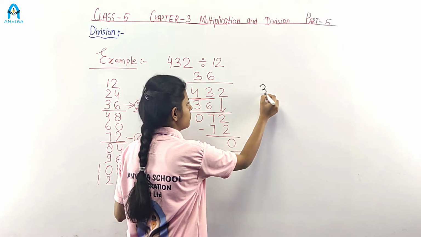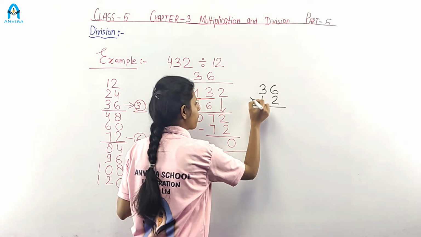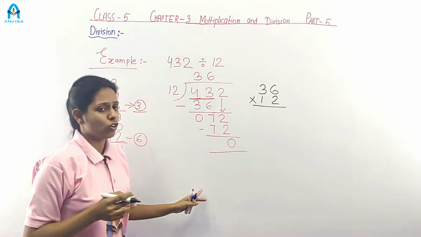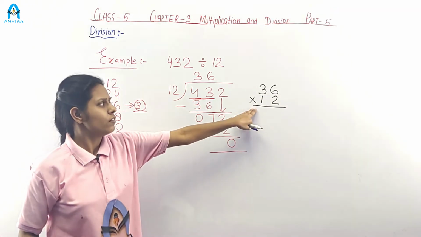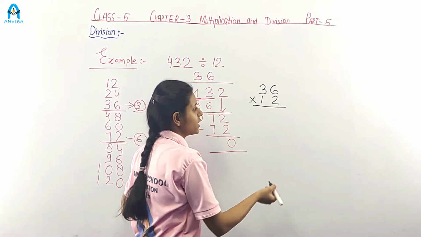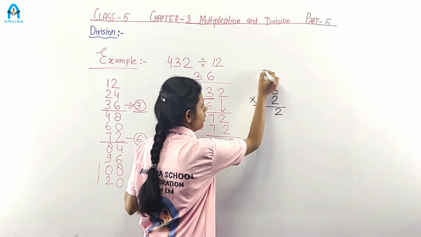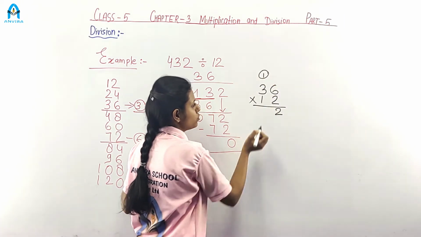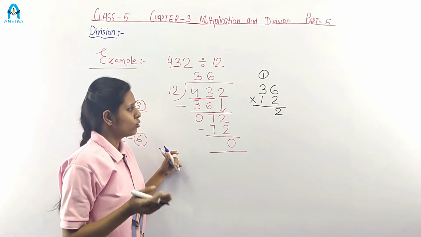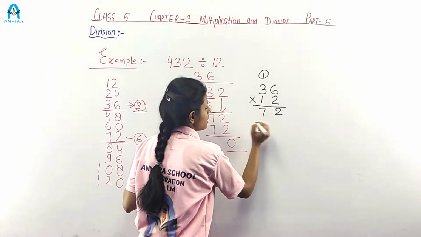36 multiplied by 12. To check division, we are doing multiplication. So let's multiply. 2 sixes are 12. So 2 here and 1 carry over. 2 threes are 6. 6 plus 1 is 7.